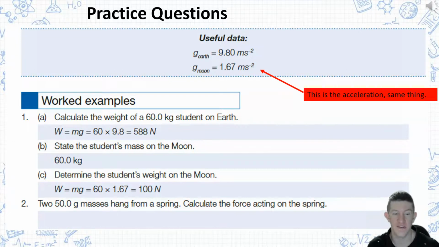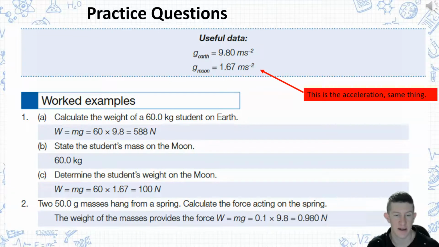If we had the two 50-gram masses hanging from a spring, we're going to have mass times gravity. We've got 100 grams in total, so 0.1 kilograms. Times that by 9.8, we get 0.980 newtons of force from those two masses.